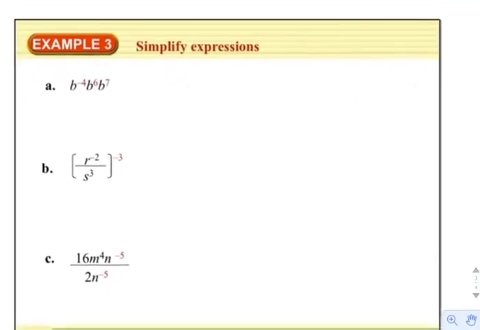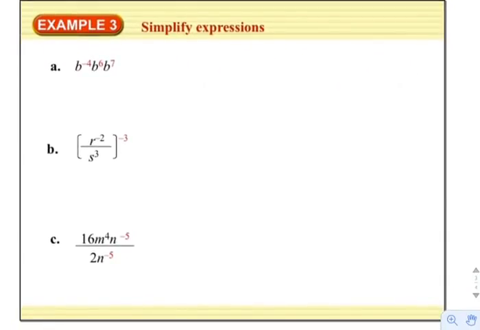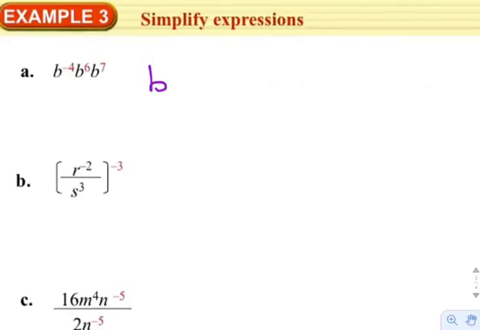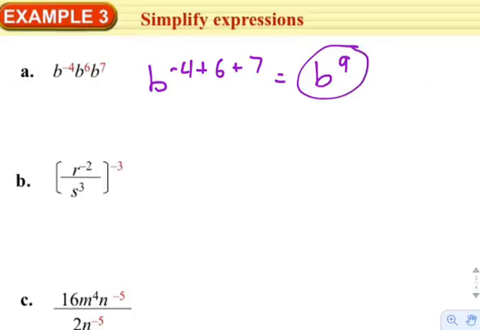Example 3 is just simplifying. We're going to use some of those rules that we talked about. In this case, we do have the product rule in part A. The product rule says we just take the same base number and we add all the exponents together to get our new exponent. So for b, negative 4 plus 6 plus 7 is going to be b to the 9th. See? It's not too complicated.